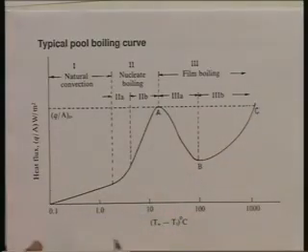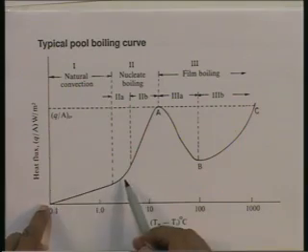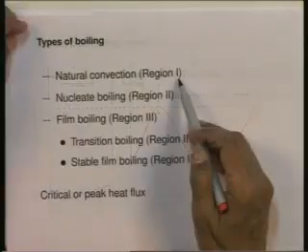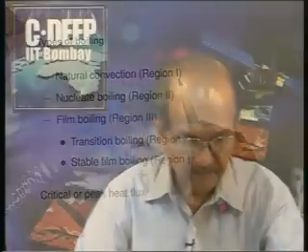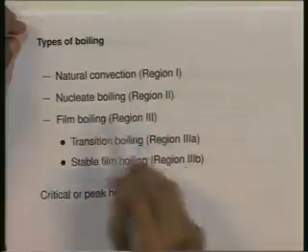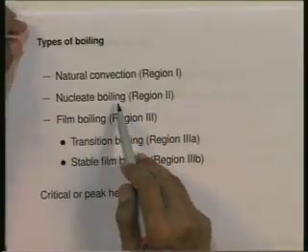So, let me go back now. We have natural convection region. Let me show the regions again. We have the natural convection region, that is region 1, in which we have superheated liquid rising to the surface and evaporation taking place only from the free surface. Then secondly, region 2, we have the nucleate boiling region, in which bubbles form at the surface and the bubbles grow in size and leave the surface.